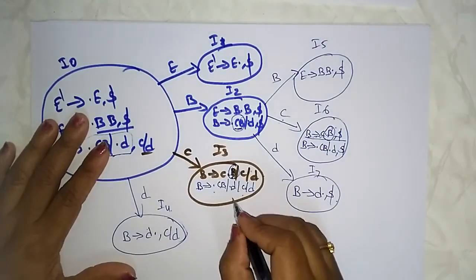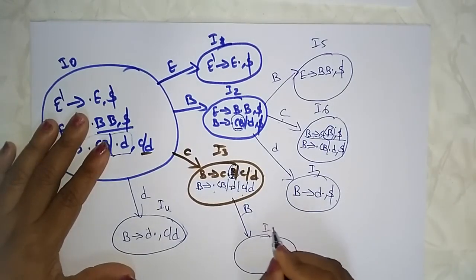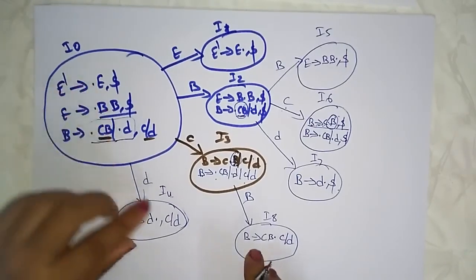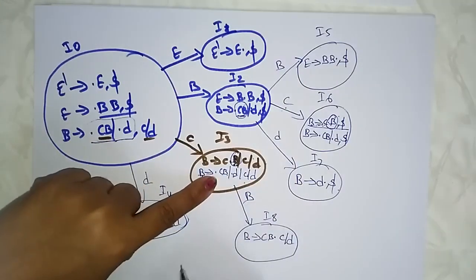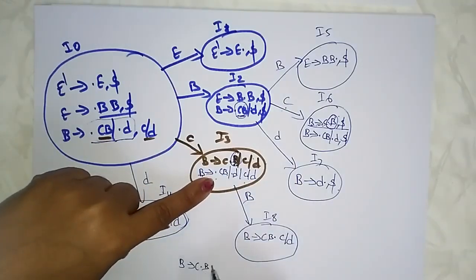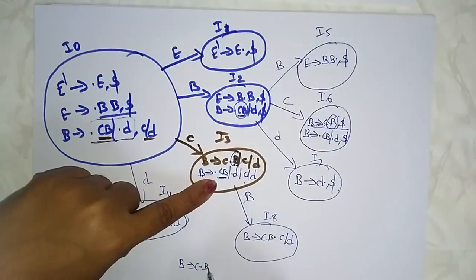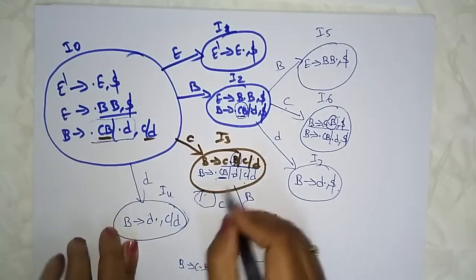I7: B determines D dot, comma, dollar. Now let's take B here. I8: B determines CB dot, with lookahead C/D. Now for this, on C you have to take. If you take on C, you will get B determines C dot B, again don't take on D, only on C. B determines C dot B slash C/D, which is the same as here. So just take it as a loop on C.